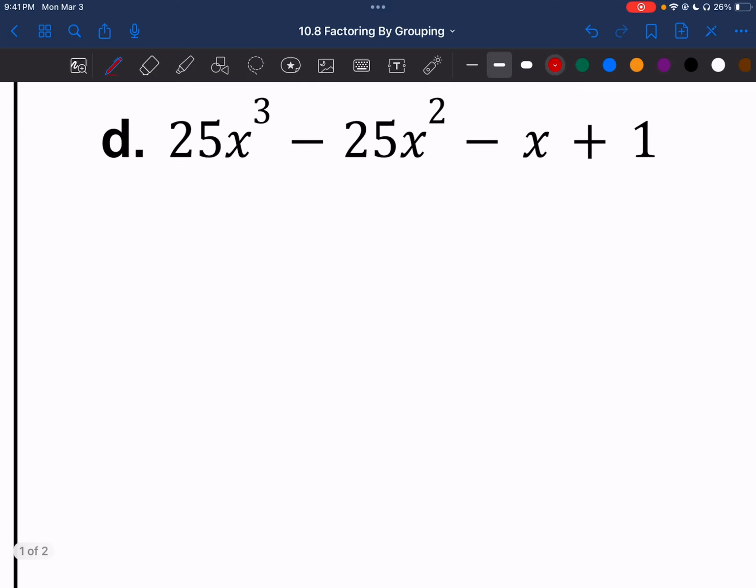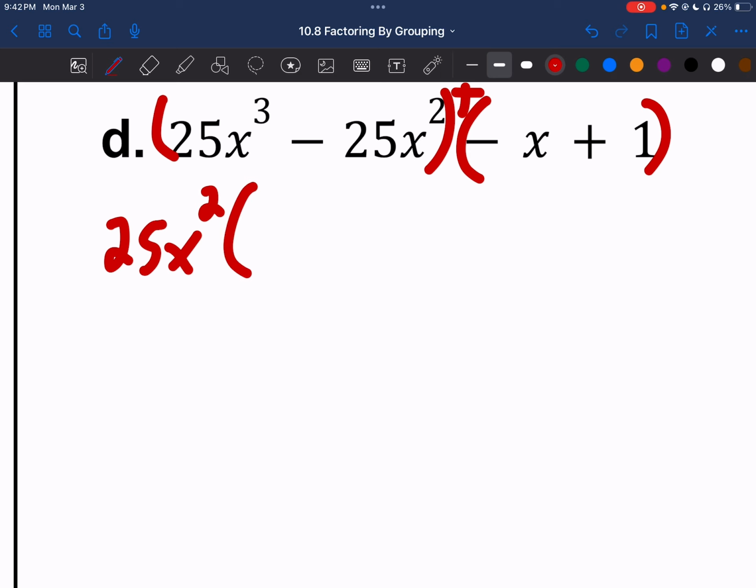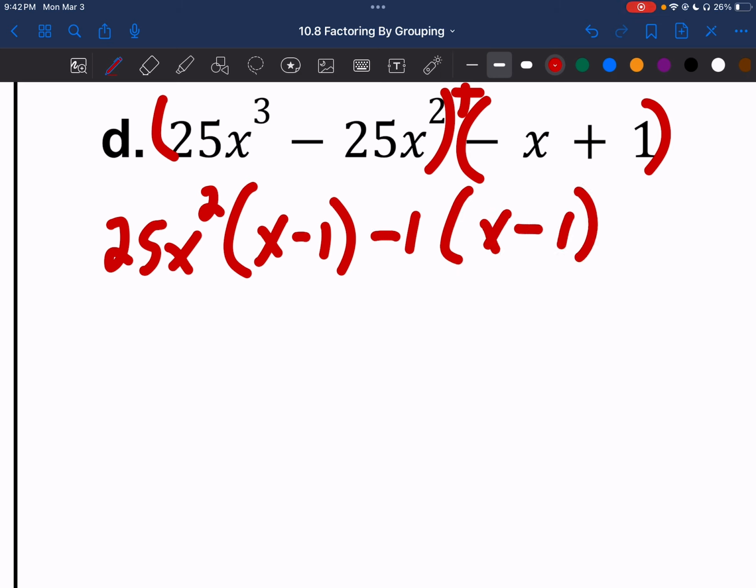Letter D. I see my lowest coefficient is 1, so I know there's no GCF here that I can take apart. So we're going to put in our parentheses, and we put in my plus sign because I like thinking of that third term as being positive or adding in some way, shape, or form. So 25x cubed minus 25x squared. So we have 25x squared, and what's left? x minus 1. And then we have negative x plus 1.